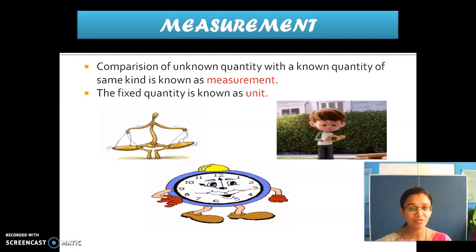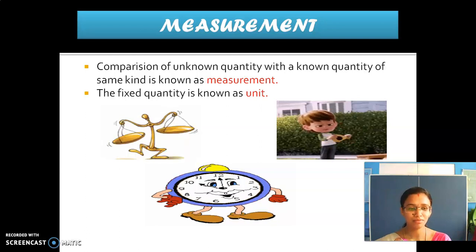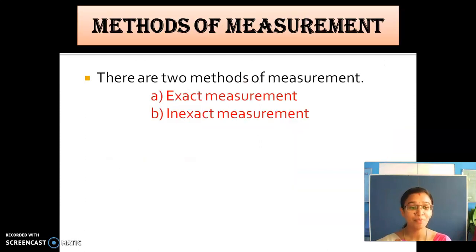Yes, and next we are going to see about the methods of measurement. What is that? Methods of measurement. There are two types of measurement. Yes, we have exact measurement and then inexact measurement. What are they? Exact and inexact. Tell me what is meant by exact and inexact measurement. Exact means the correct quantity. It is 10, 10. Correct. Both are the same, equal, accurate. It is called exact.